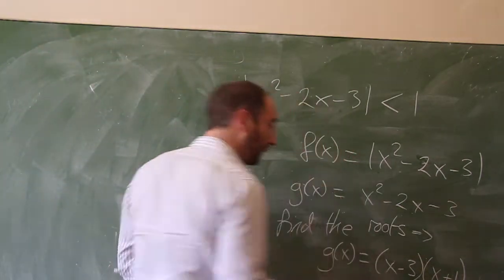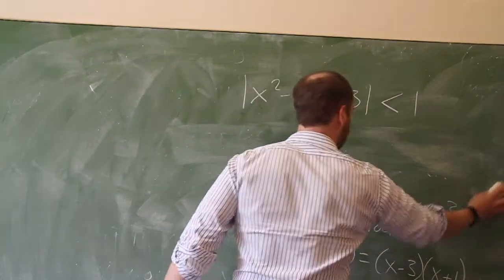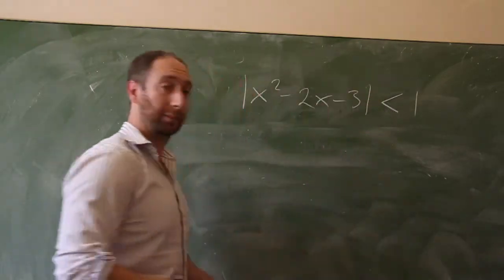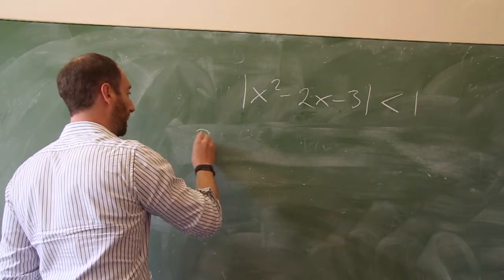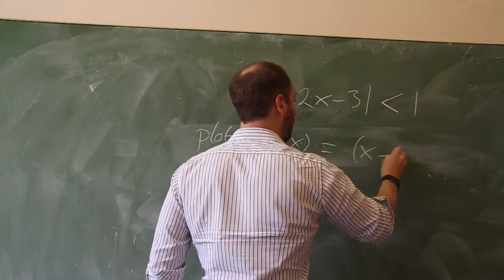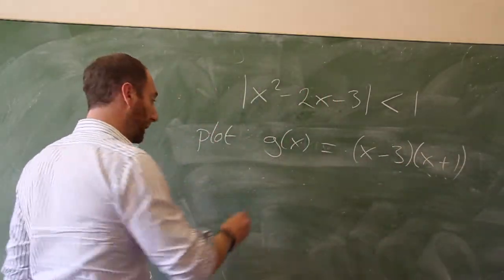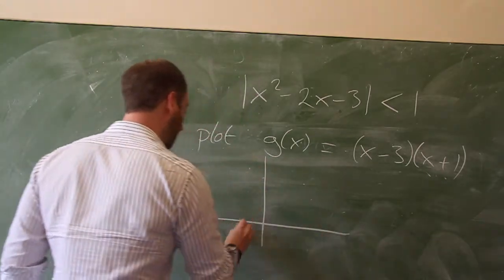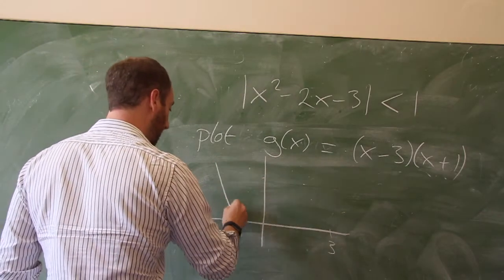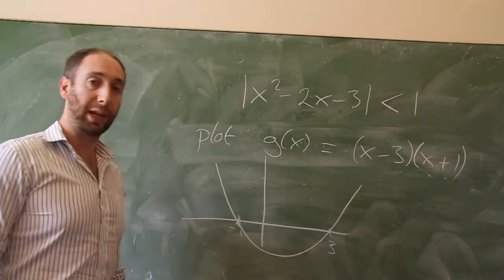So I'm going to rub all this off, and then we can look at plotting this function here. Okay, so we want to plot g of x equals x minus 3, x plus 1. It's an upward facing parabola. We know that it cuts at minus 1 and it cuts at 3, so it's going to look something like this. It cuts through there at minus 1 and it cuts through there at 3.